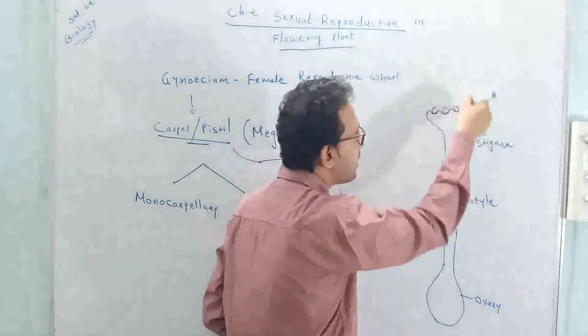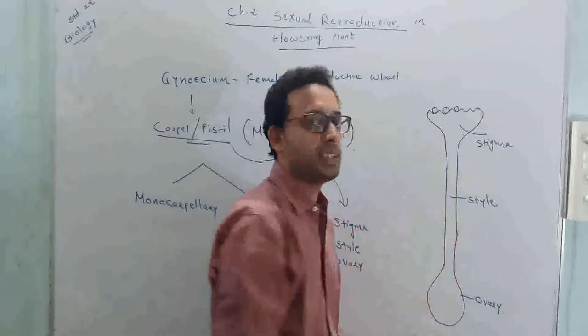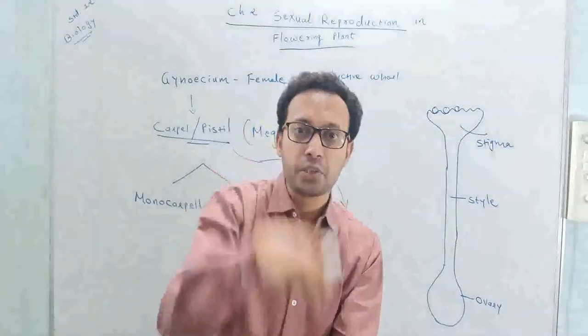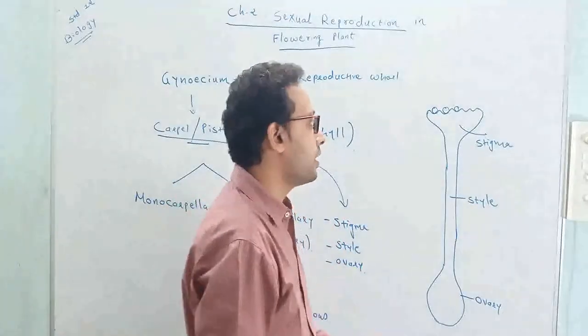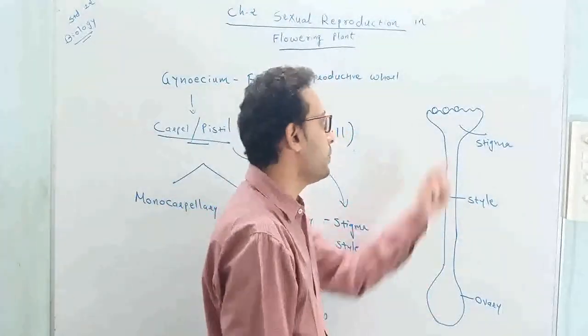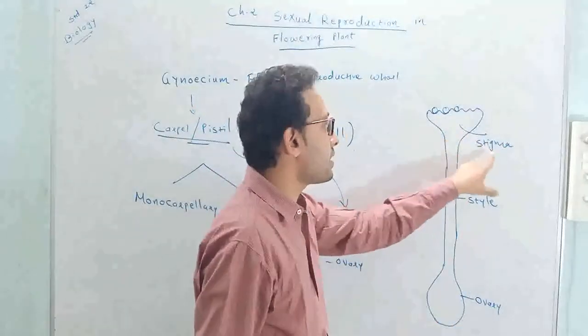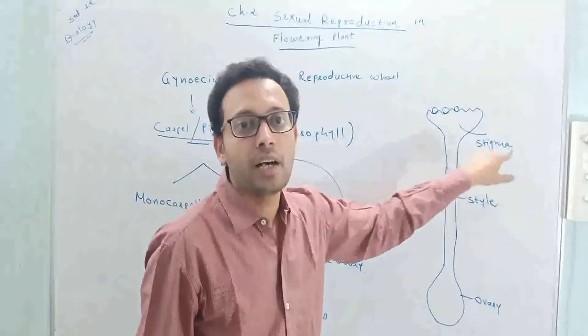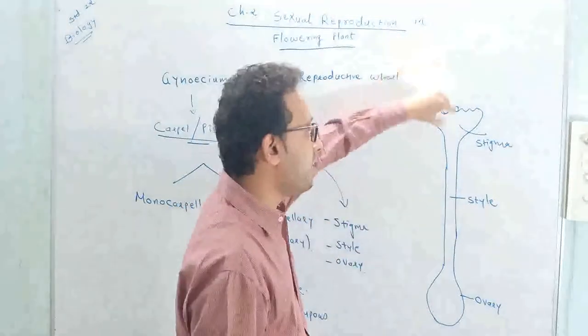Pollen grain falls on it. It can accept it, so that's why the structure of the stigma is such that it has grooves. Within these grooves, the pollen grain might get attached, or it remains suspended within the groove. So that's why it has a groove-like structure. The stigma serves as a landing platform for pollen grain, where the pollen grain falls.